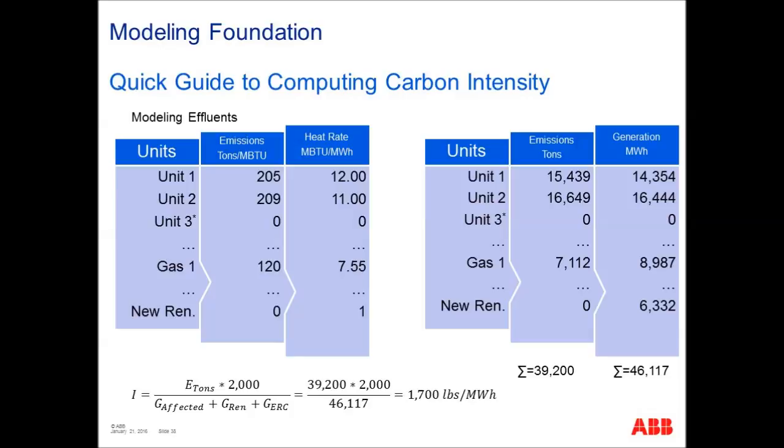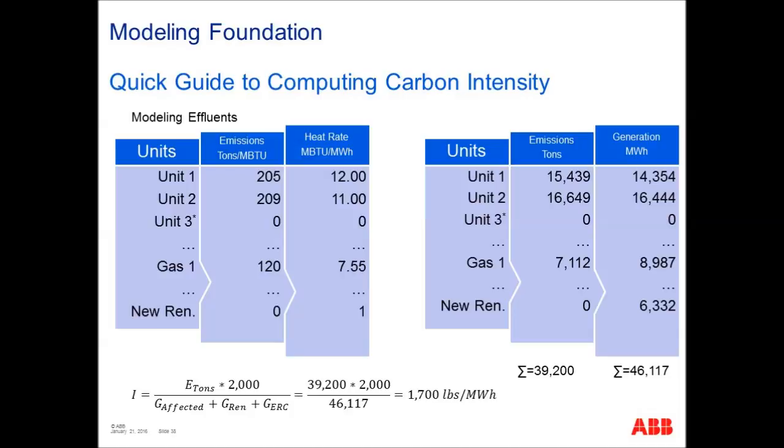And then you'll also notice that I've included new renewable here. Well, here's a modeling trick. If you create a second effluent, and in that effluent put the heat rate. And so here you'll notice that I've included new renewable by giving it a heat rate of 1.